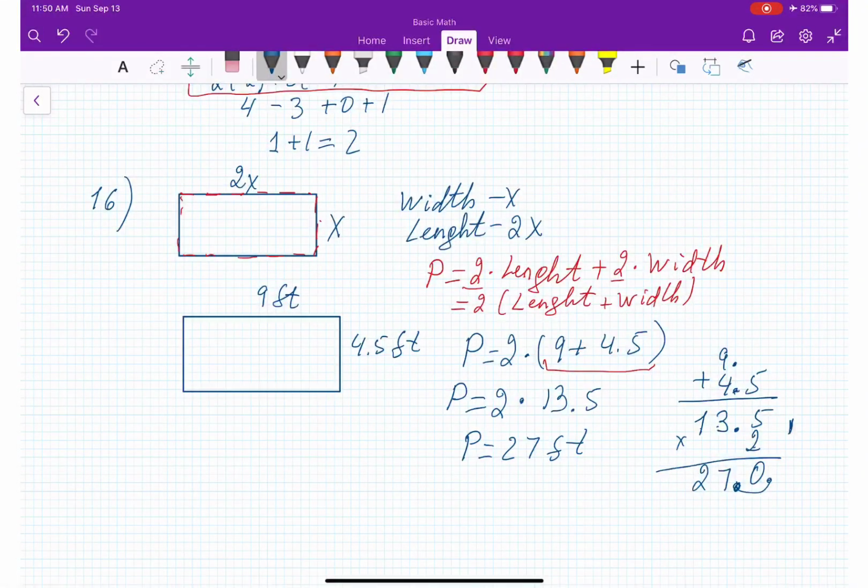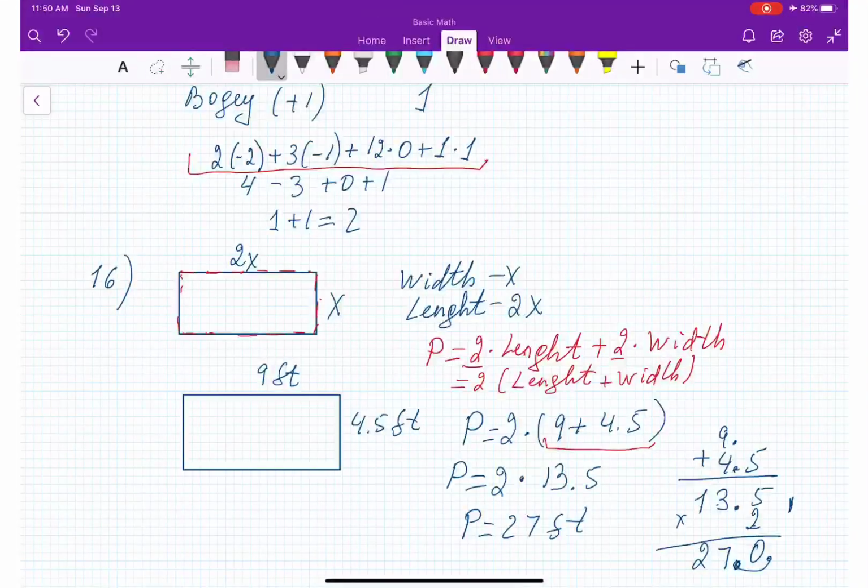Practically, we didn't even need to write this down. I don't know why they put so many. We didn't even need it. We could survive without this.